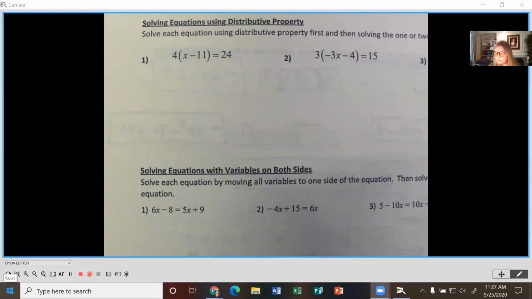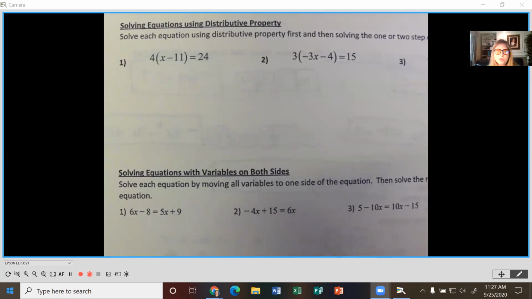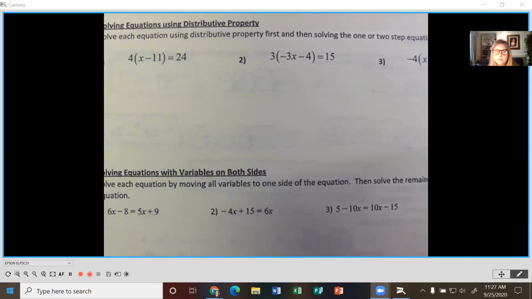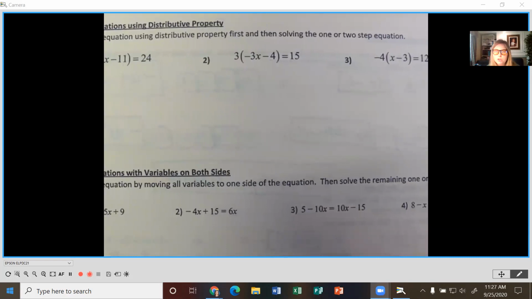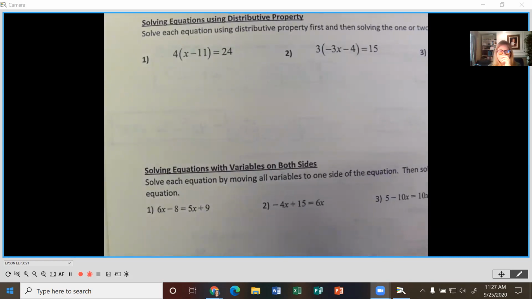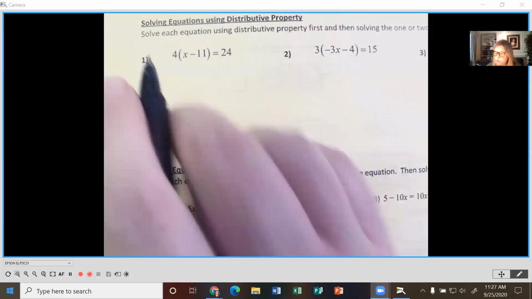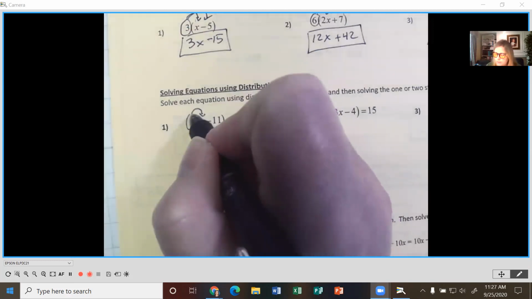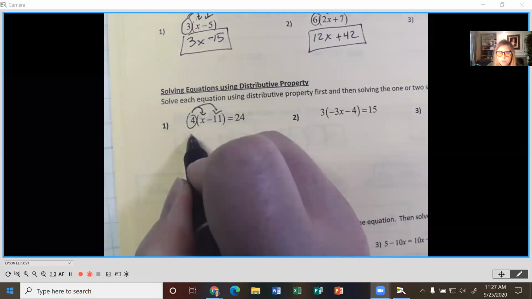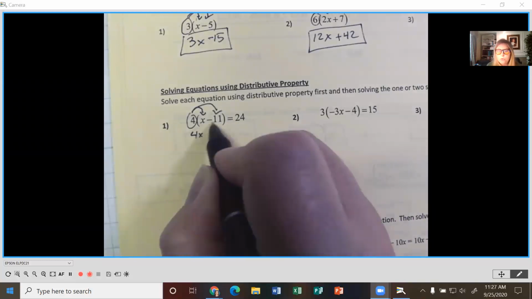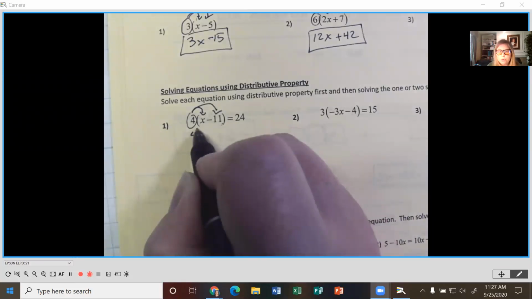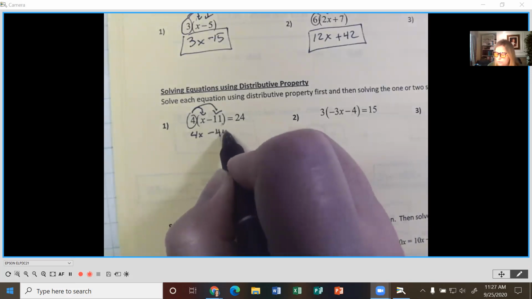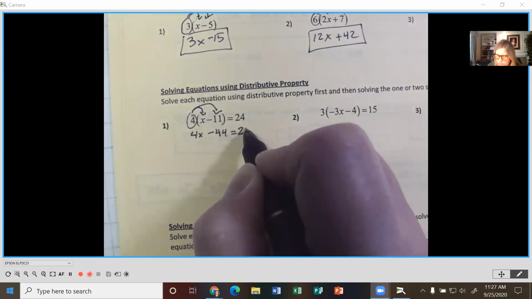Okay, so next we're looking at solving equations using the distributive property. Solve each equation using the distributive property first, and then solving the 1 or 2 step equation. So for number 1, we have 4 times the quantity x minus 11 equals 24. So we are going to distribute this 4 over the quantity x minus 11. So 4 times x is 4x. 4 times minus 11, or 4 times negative 11, is minus 44. And then bring down the equals 24.